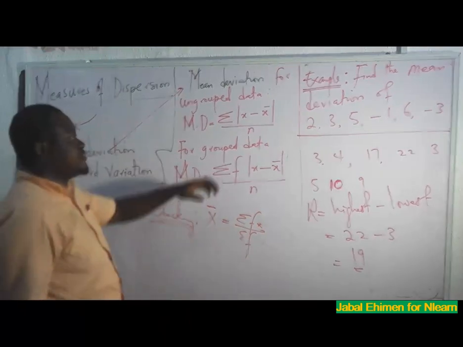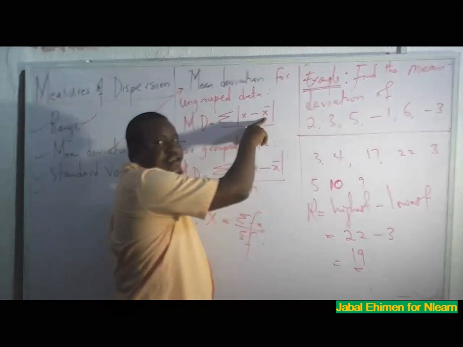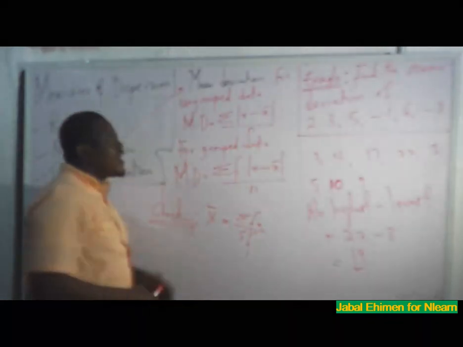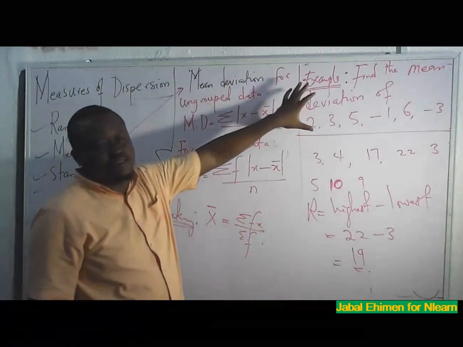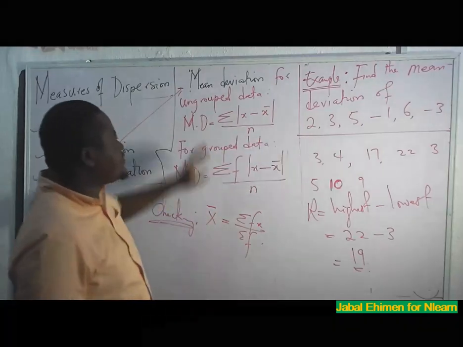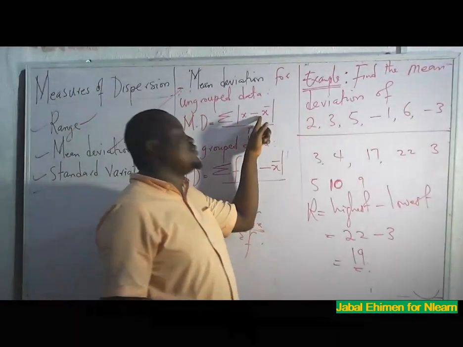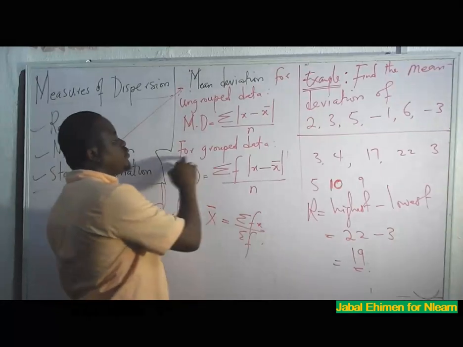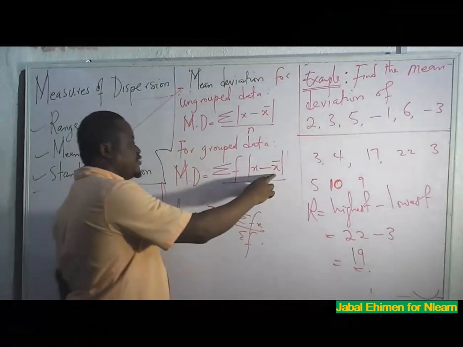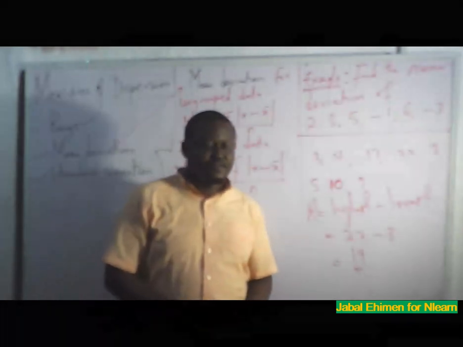Now, if you look at this statement here, you observe that there is x bar here. And that x bar stands for mean. So anytime you are calculating mean deviation, for ungrouped data or for grouped data, always remember that the first thing you will calculate is the mean, which is x bar. Even when you come to grouped data, the first thing you will calculate is the mean. So immediately you have the value for this, you already know your frequency, you are good to go. Every other value is settled.